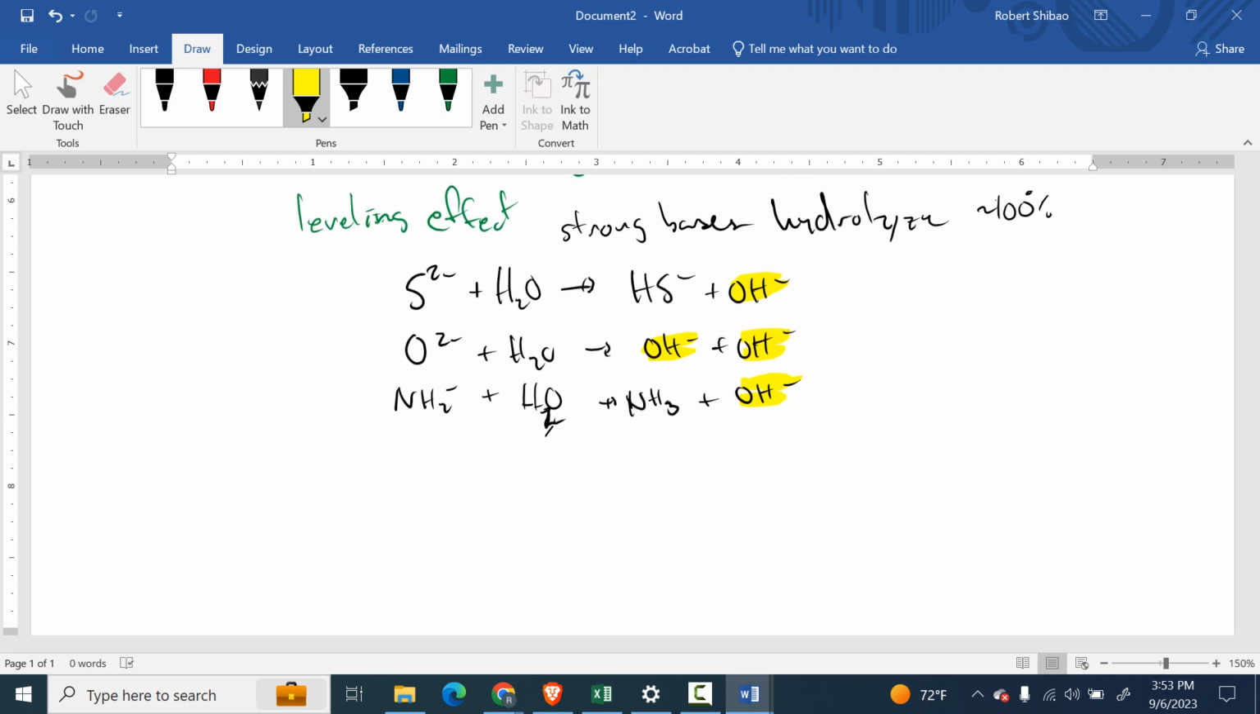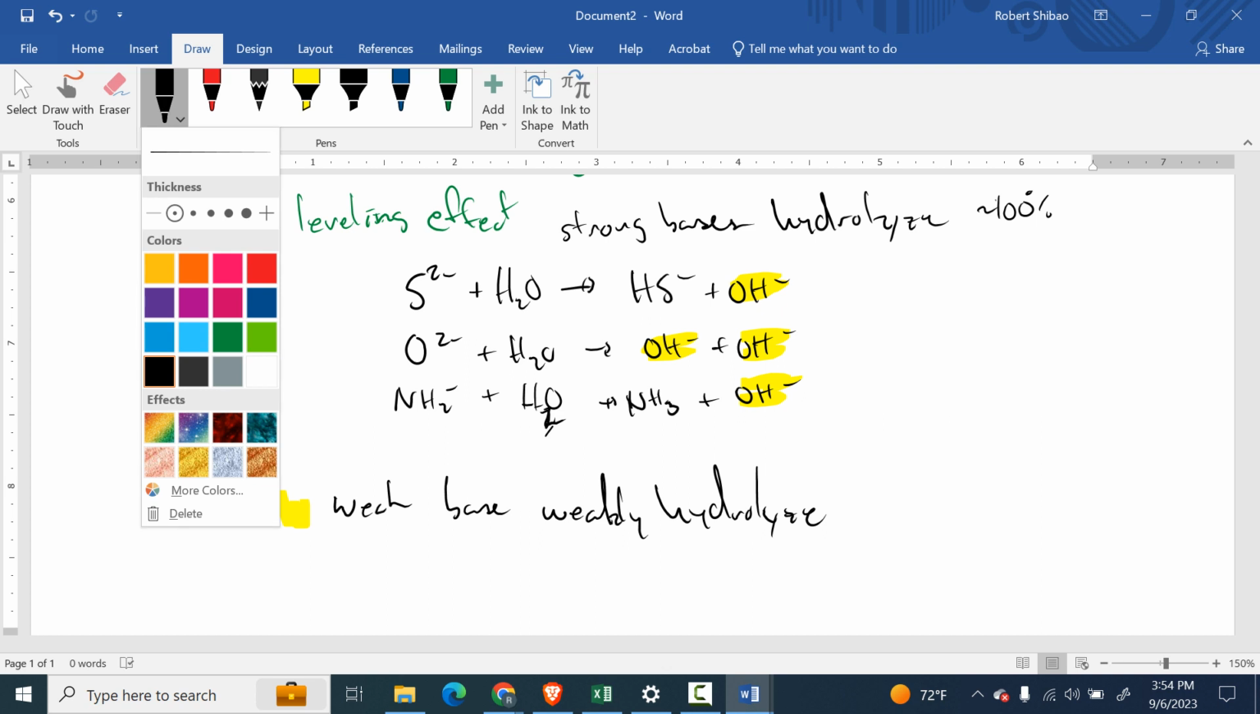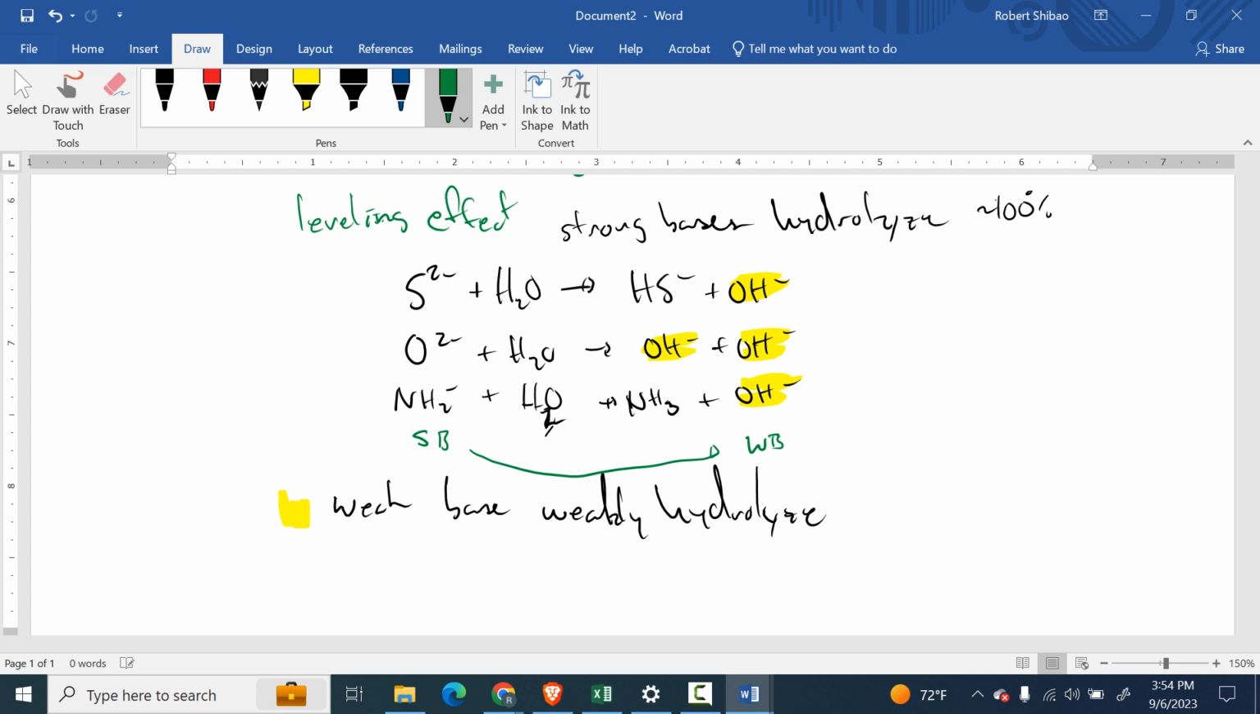Weak bases weakly hydrolyze. That's because they're going uphill. When we look at this, we can use the driving force here. That is, all these are going to be stronger base to weaker base. So we're going from stronger base to weaker base. That's favorable. And that'll be our driving force.